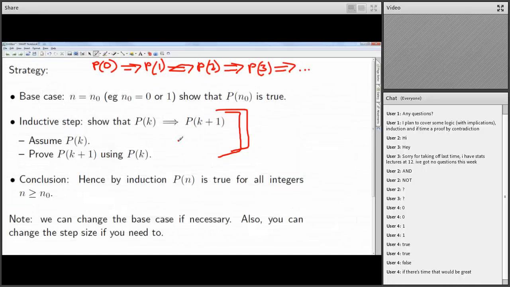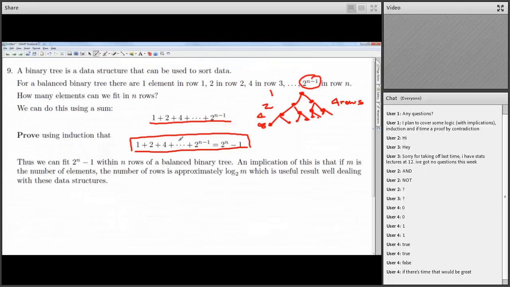Okay, so that's the theory. Let's see how it works in practice. So I'm just going to take a snapshot.